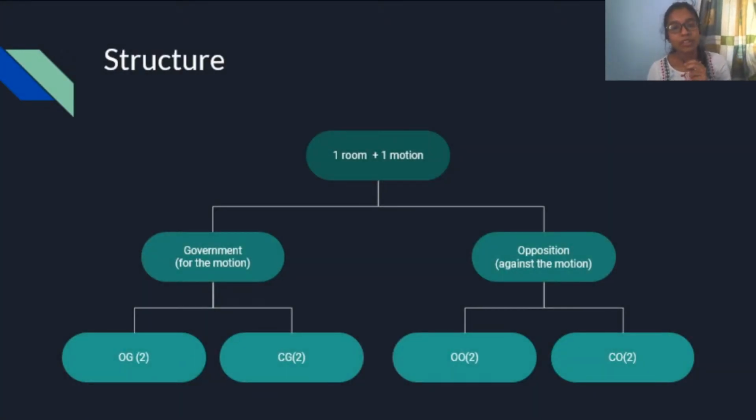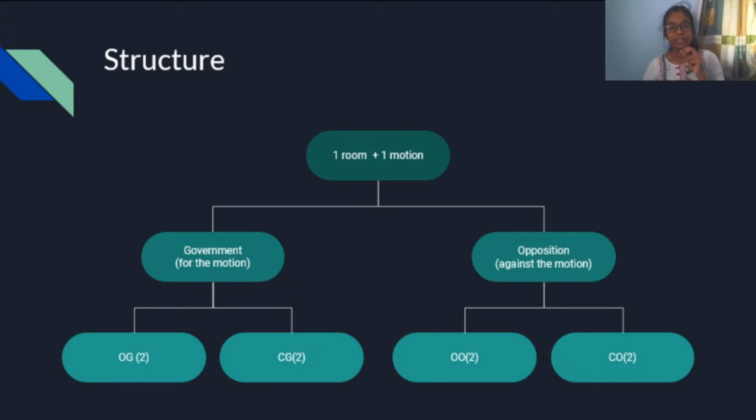So first, we'll be looking into the basic structure of any debate room. In a particular debate room, the chair will be announcing the motion. A motion is basically a statement or a topic that will be deciding what both the sides will be arguing over. So, for example, this house believes that animal testing should be banned. If this is the motion, then there'll be two sides arguing against it and for it.